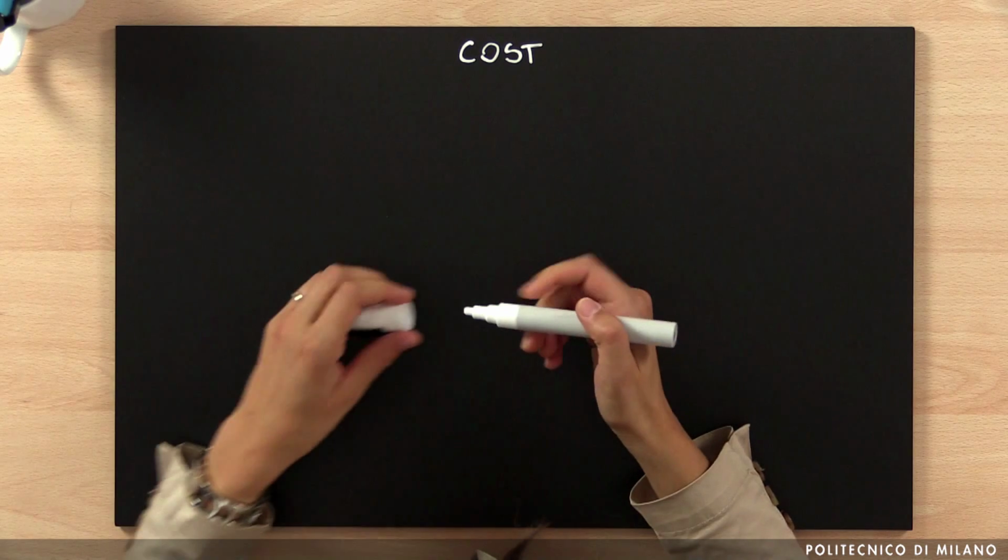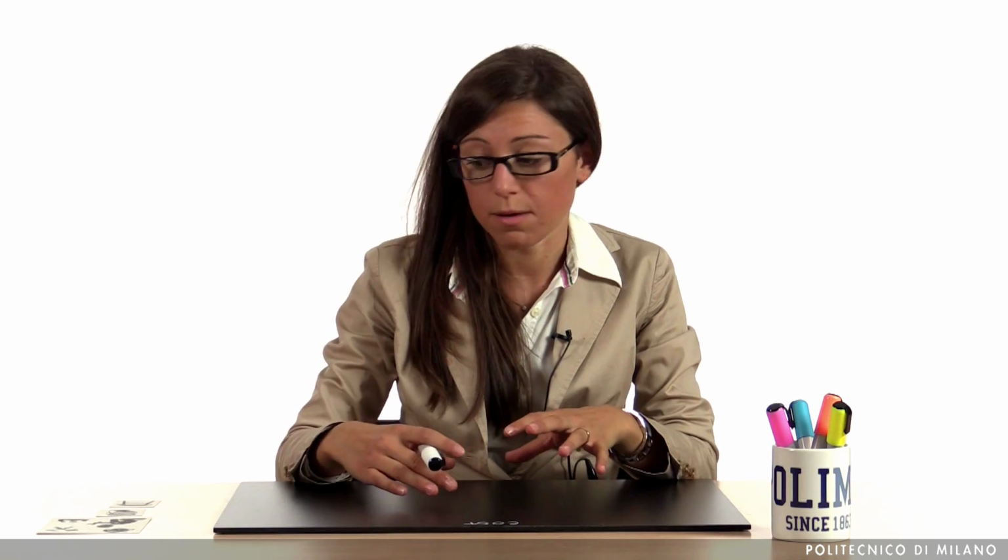How can we define costs? The cost can be defined as the value of the resources, expressed in monetary terms, which is used in order to realize a certain objective, where this objective is defined as the cost object. It can be either a product or a service. Let's see this with an example.